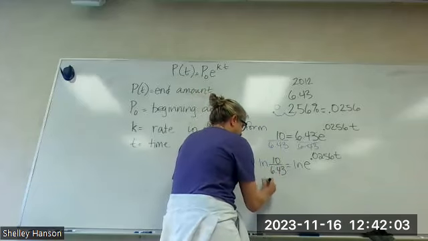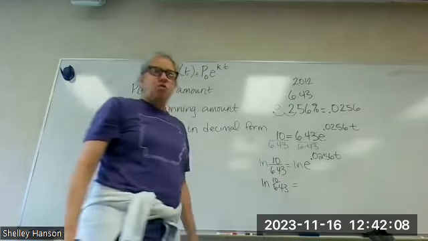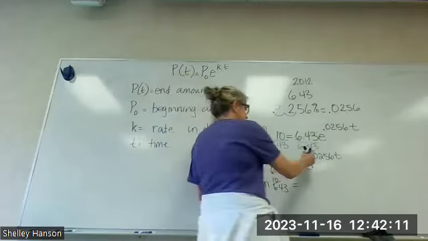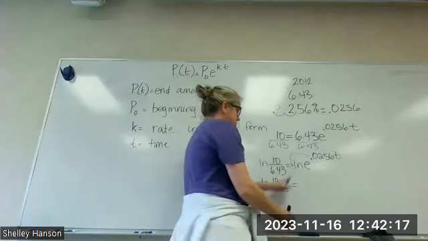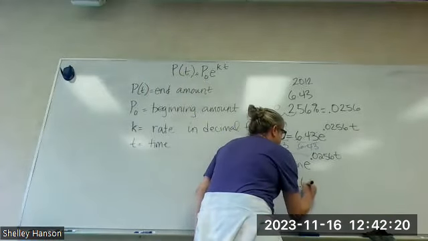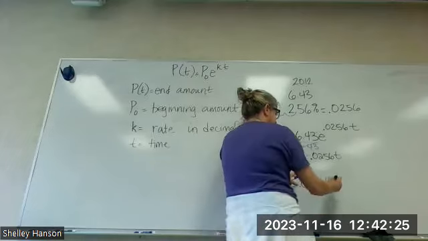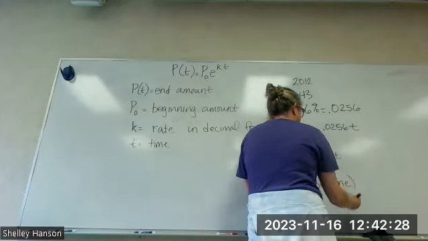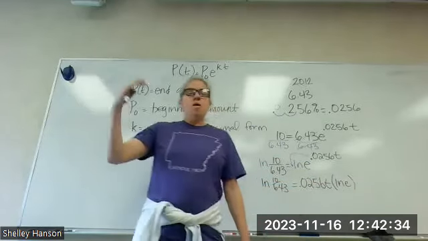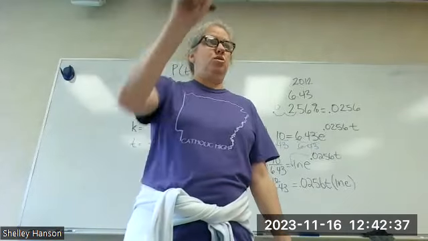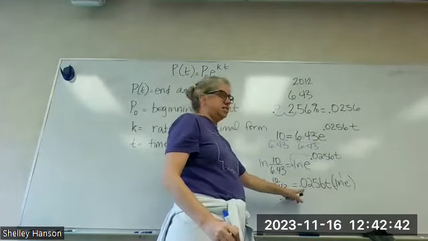So on the left, now I have ln of 10 over 6.43 equals, drop this down. I can drop down my exponent now because that's what that log rule says. So I have 0.0256t times ln of e. But remember, when I brought this down, it's times ln of e. What is ln of e equal to? 1. Good. So if this is just 1, what's the only thing I have left with this t?